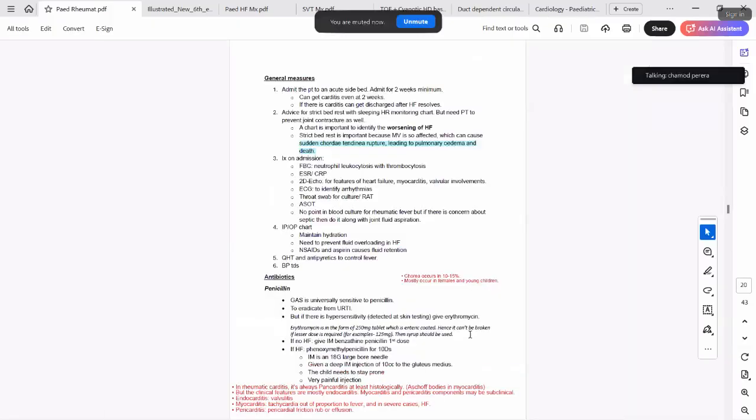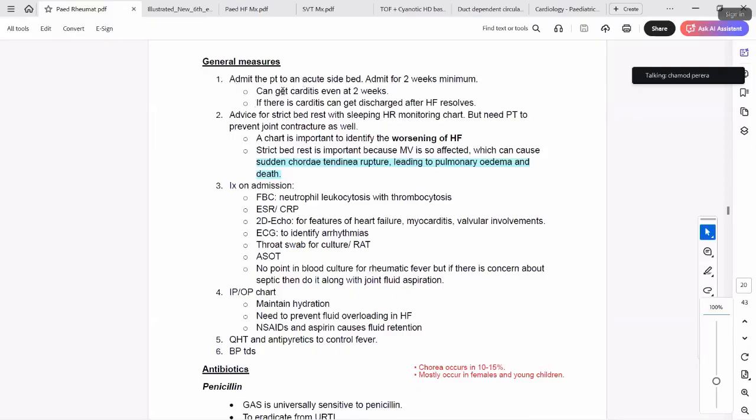Right. Then you need to know the general measures that are important in the management of this patient. When the patient comes, the management needs certain measures, obviously. First of all, the patient has to be admitted for a minimum of about 2 weeks. On admission, we should do an echocardiogram to check the cardiac involvement, and the patient should have strict bed rest for 2 weeks. Only at the end of 2 weeks, a repeat echocardiogram has to be done to rule out any cardiac involvement, and only then can the patient be discharged.